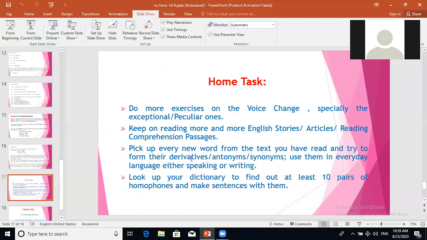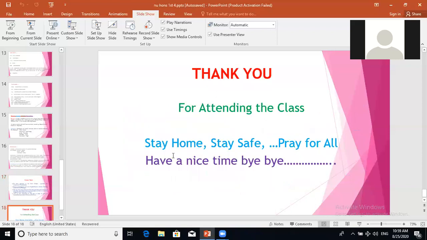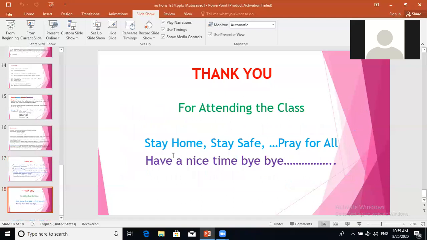Look up your dictionary to find out at least 10 pairs of homophones and make sentences with them. Have you got the homework? Do more exercise on the voice change. Keep on reading more and more. Pick up every new word that you find in your text and try to know the derivatives, antonyms, and synonyms of those new words. And look up your dictionary to find at least 10 pairs of homophones and make your own sentences. I think you have got some idea of how you can improve your vocabulary.